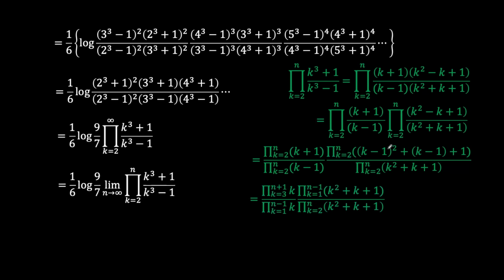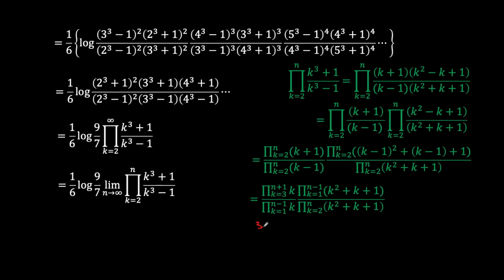And here again, same thing, k prime equals k plus 1. The lower index becomes k plus 1. And then everything, the numerator and denominator become the same. So what we see here, the numerator and denominator are exactly the same, only that the numerator here starts from 3 to n plus 1, and the denominator here starts from 1 to 2.